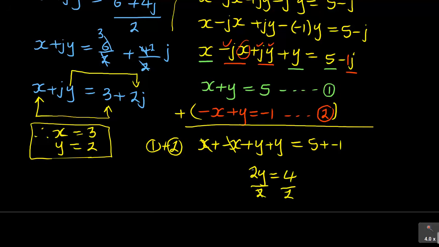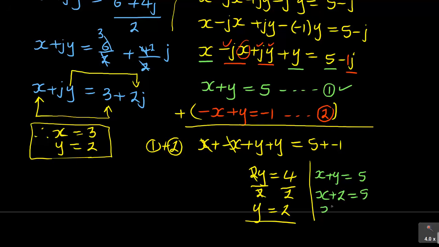In this case, what you have is y is equal to 2. Then for the other one, you take it to any equation, for example equation 1, which was x plus y is equal to 5. Now you know the value of y, so x plus 2 is equal to 5, and x will be 5 minus 2, so x will be equal to 3. Now these are the same answers that we got in that part. So that is how you can solve this question.